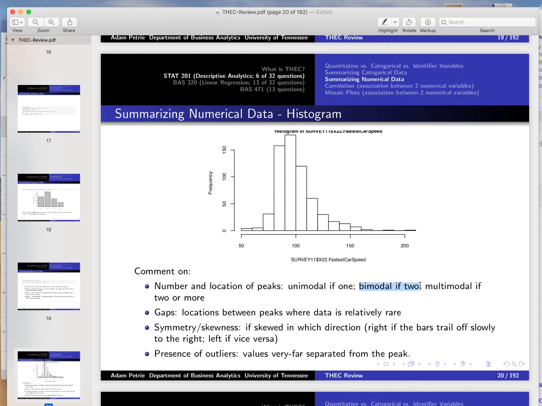So one thing we like to talk about is, where is the data most concentrated? Where are the peaks of the histogram, or the modes of the histogram here? Most distributions in business analytics are unimodal, like this one right here, but it's always worth looking at a picture to see how many modes we're dealing with.